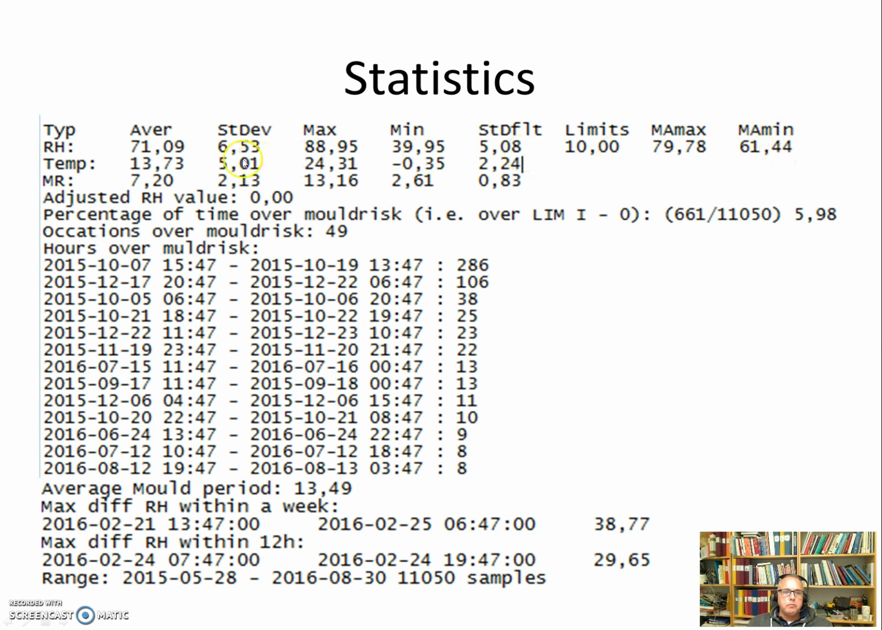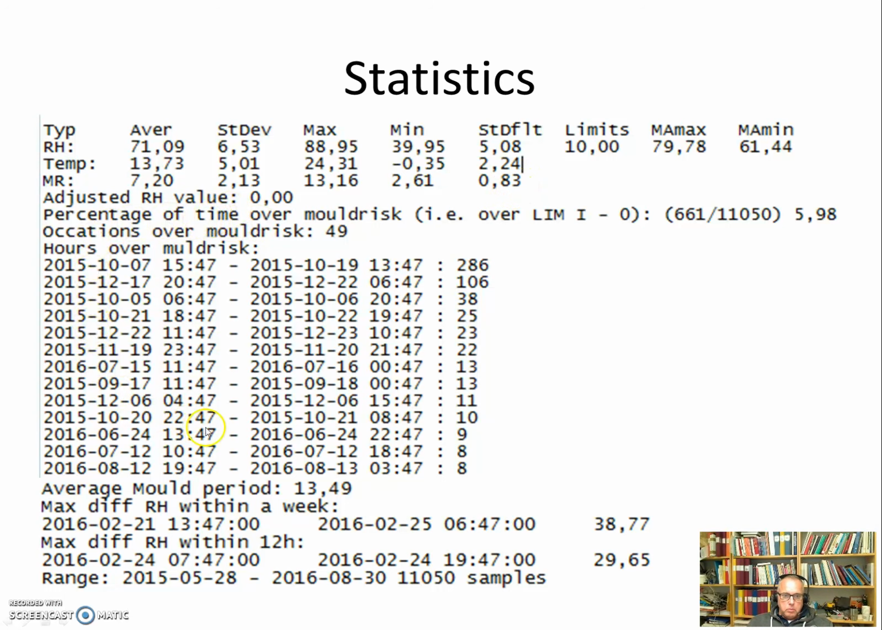So we have almost the same for temperature. The average temperature was 13.7, and the standard deviation was approximately 5.5. Maximum 24, and minimum below 0, 0.35. And we can also look at the absolute humidity, the mixing ratio: average, standard deviation, max, min, and standard deviation of the short time fluctuations.